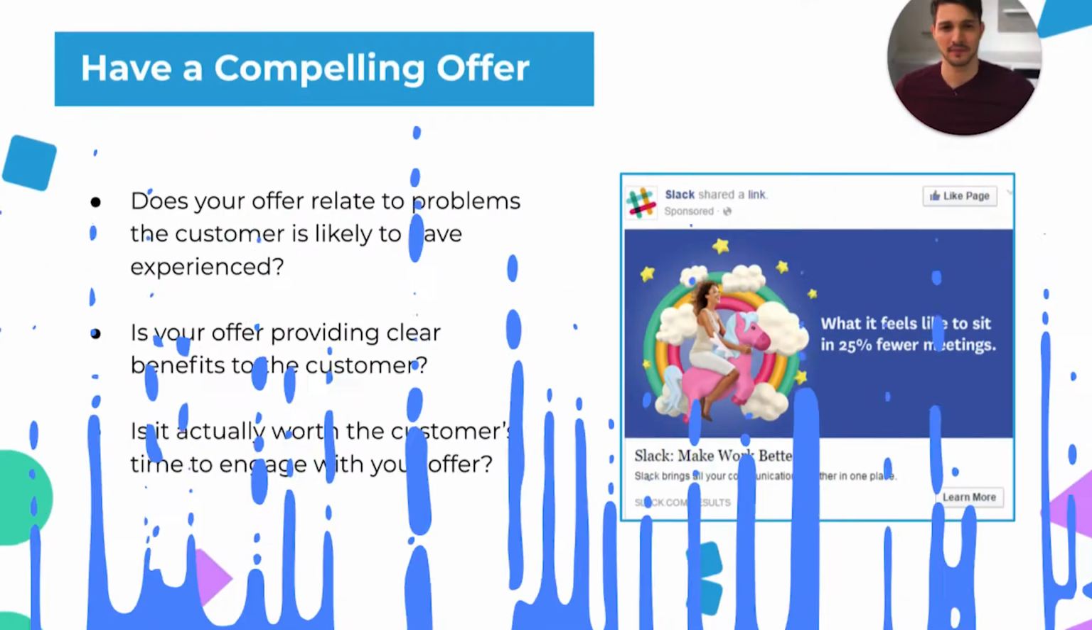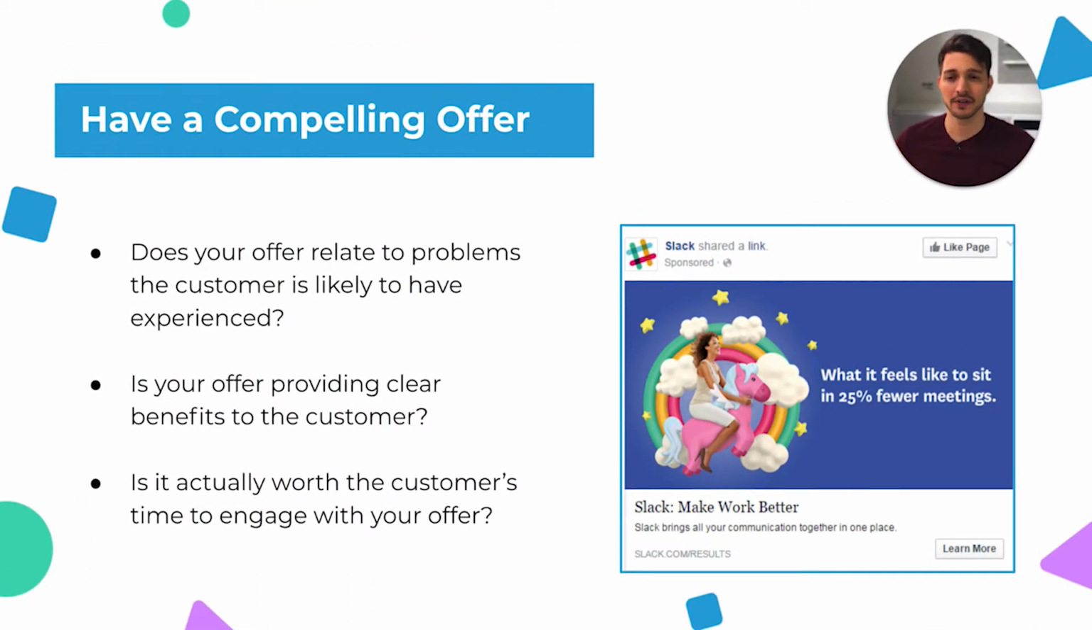Let's get started. So let's get the most obvious one out of the way first: have a compelling offer. No one wants to do your demo or your free trial unless it's really compelling. You can also focus on pain points to get people compelled to click on your ad. Here's a great one that Slack's doing, where it says what it feels like to sit in 25% fewer meetings, and it has a woman on a unicorn. It says make work better.